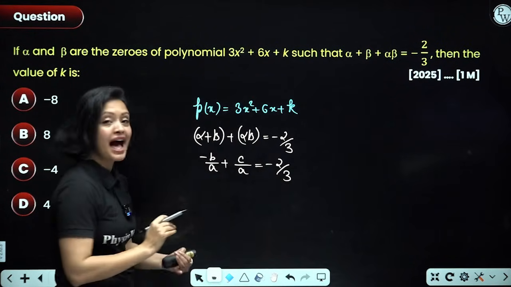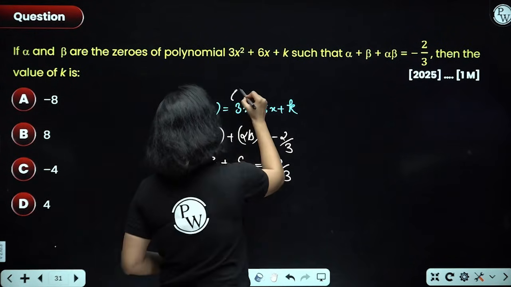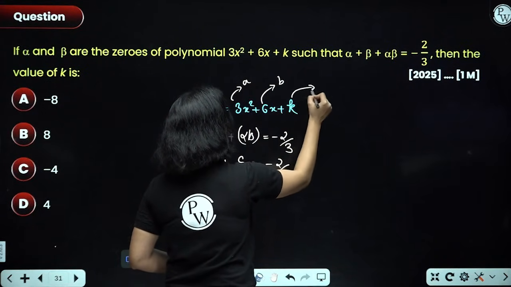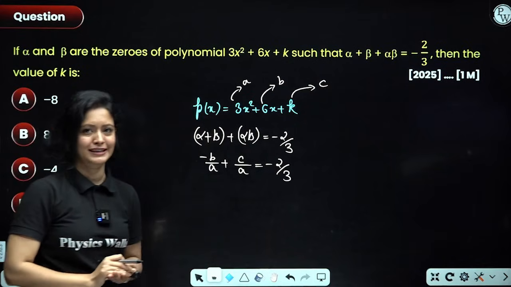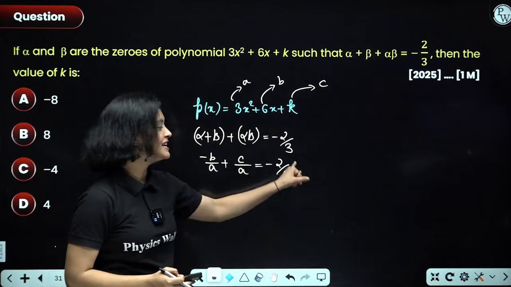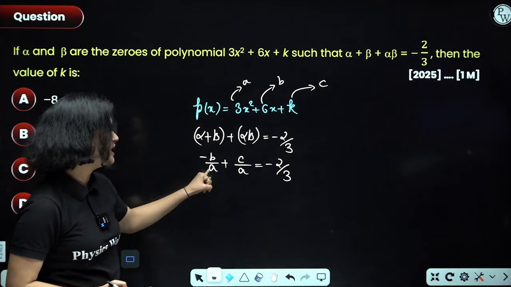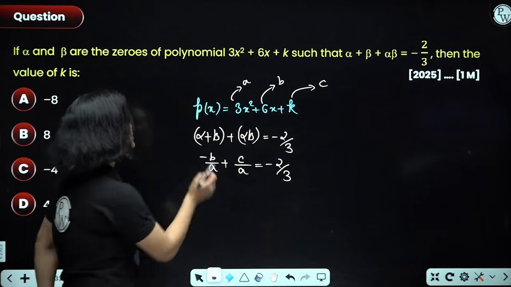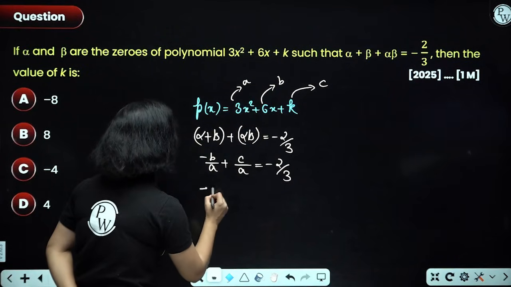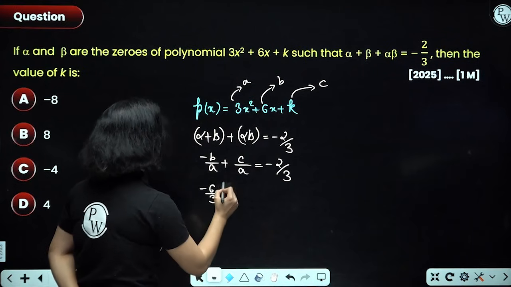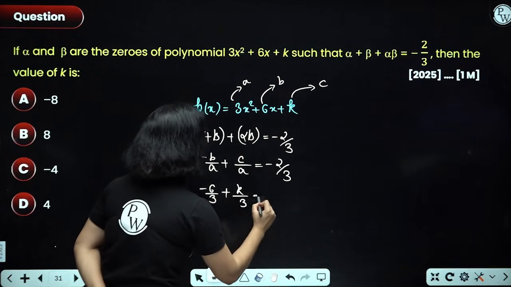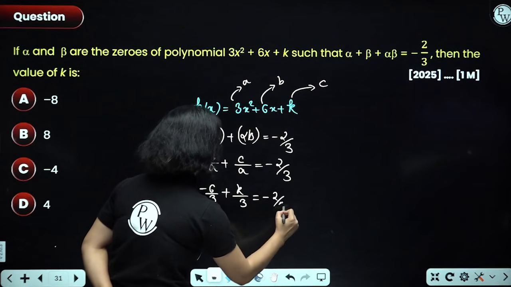And what do we have? We have the value of A. We have the value of B. We do not know the value of C. So here in this equation, we have the values of B and A, and we need to find the value of C. We can easily do that, right? So minus B, that means minus 6 over 3 everyone, plus C by A, that means k over 3, is equal to what? Minus 2 by 3. Right?